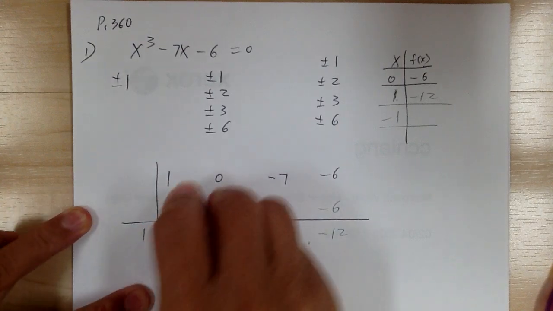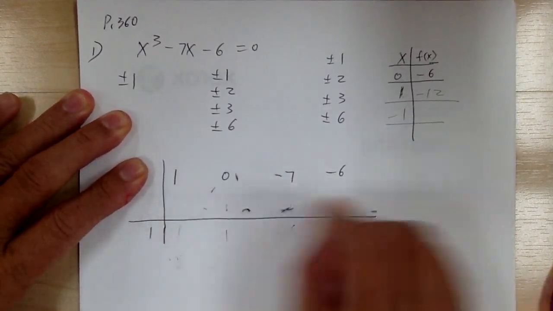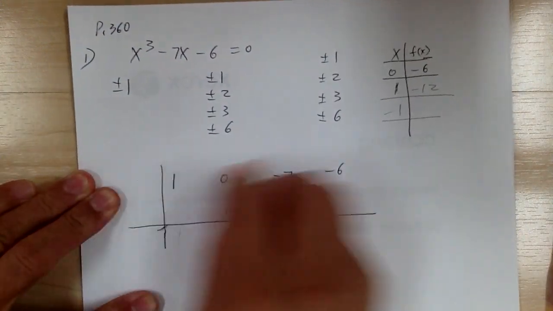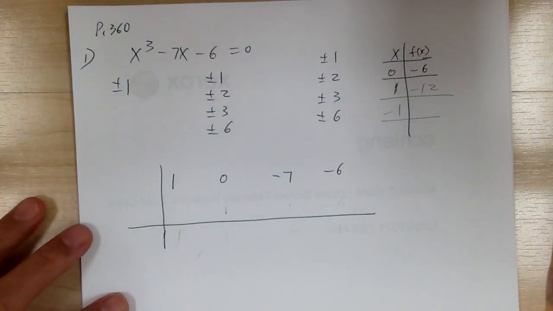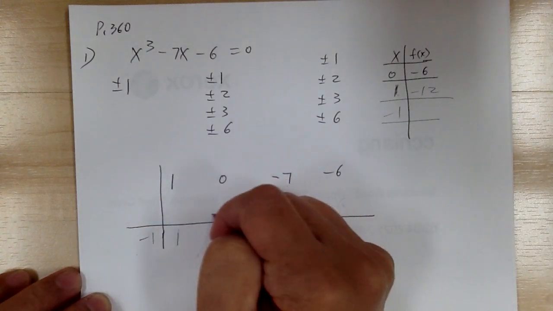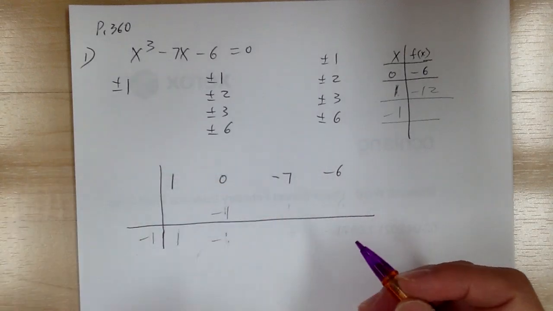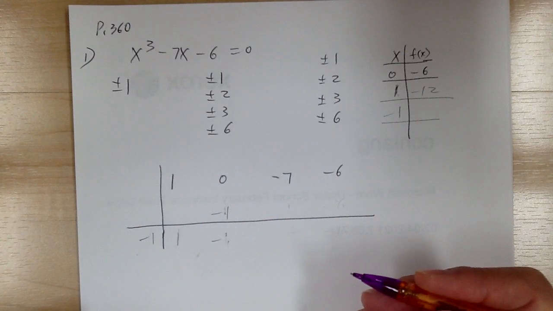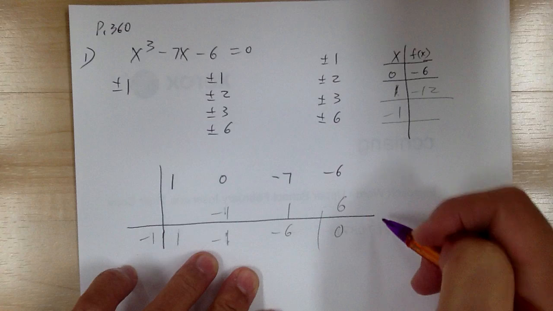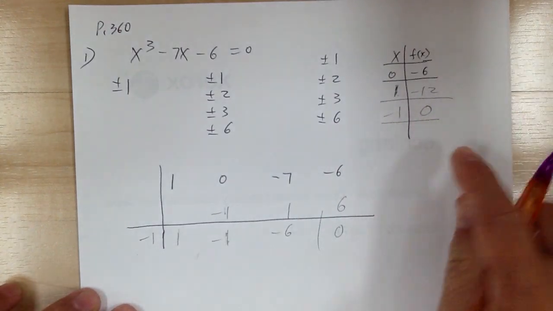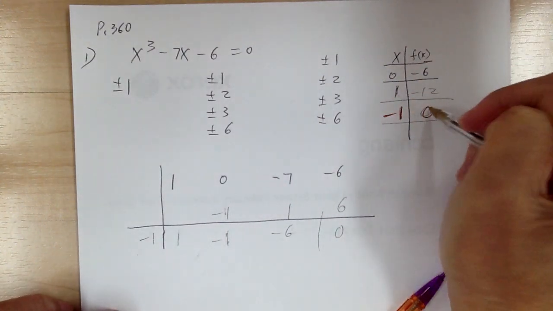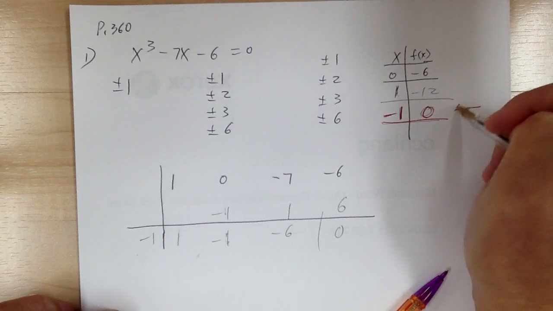The reason I use pencil is so I can erase. I use the pen for this part so I can erase without erasing that part. Make sure you keep track of all the ones you try. So I'm going to try negative 1. I drop, multiply, add, multiply, add, multiply, add. When I try negative 1, I get 0. So one of my answers is negative 1. I get 0, so that's good.